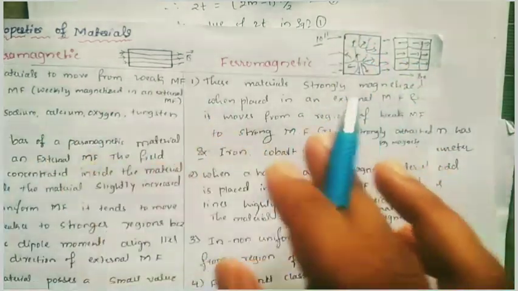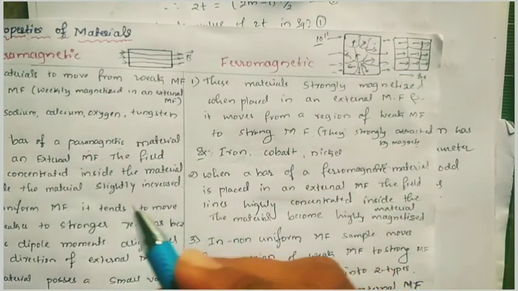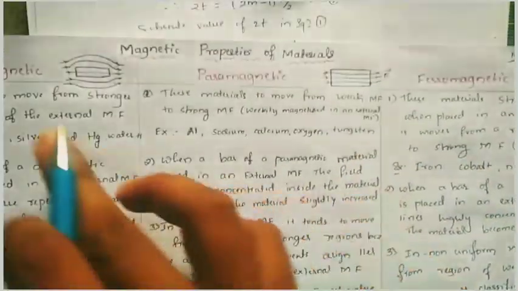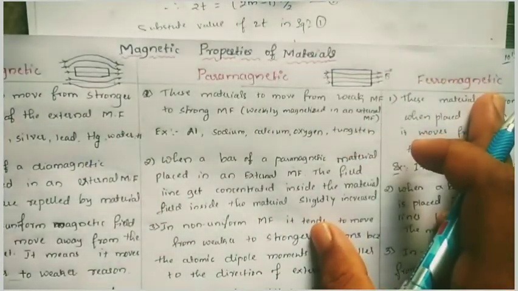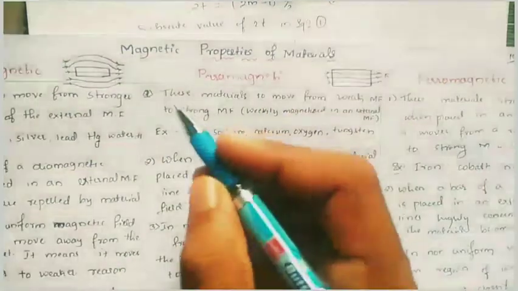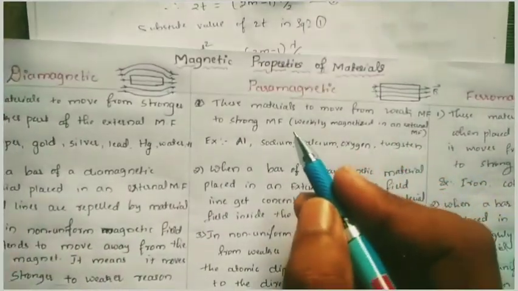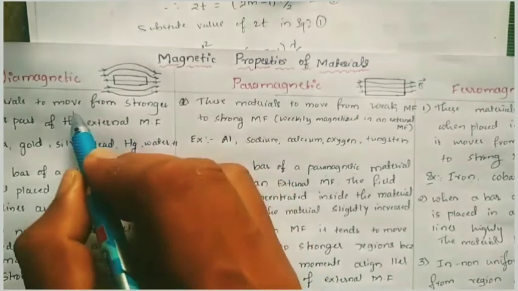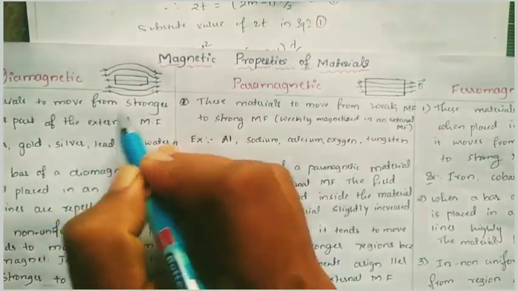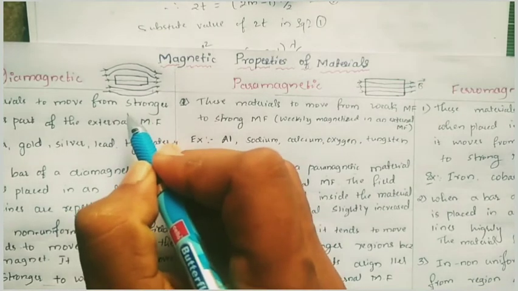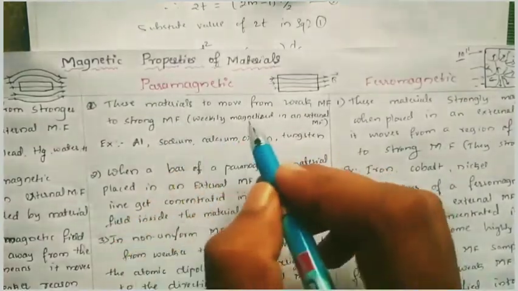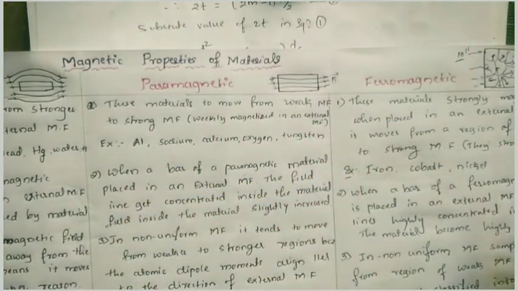And these are all about magnetic properties, and always you have to distinguish all these points: distinguish the diamagnetic, paramagnetic and ferromagnetic materials. In the diamagnetic materials, the material will be moved from the stronger region to the weaker region because it is a diamagnetic material. In the paramagnetic material, the material will be moved from the weaker region to the stronger region. Paramagnetic, it will be moved weaker to stronger.